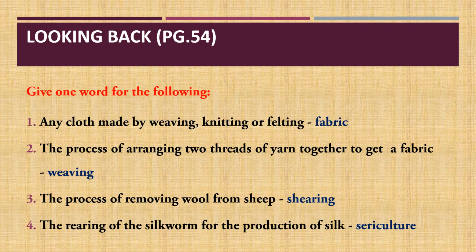Looking back, page number 54. Give one word for the following. Question 1. Any cloth made by weaving, knitting or felting. Answer: fabric. Question 2. The process of arranging two threads of yarn together to get a fabric. Answer: weaving. Question 3. The process of removing wool from sheep. Answer: shearing. Question 4. The rearing of the silkworm for the production of silk. Answer: sericulture.